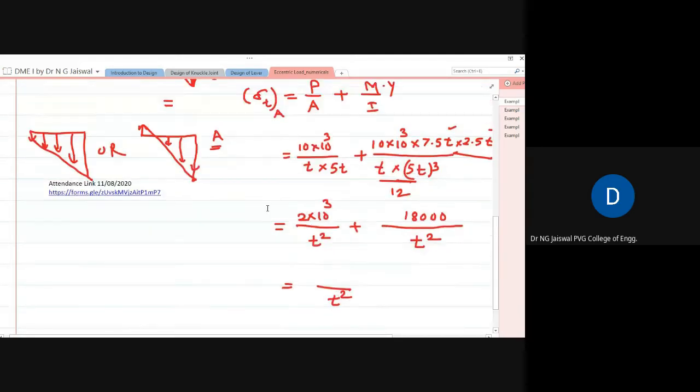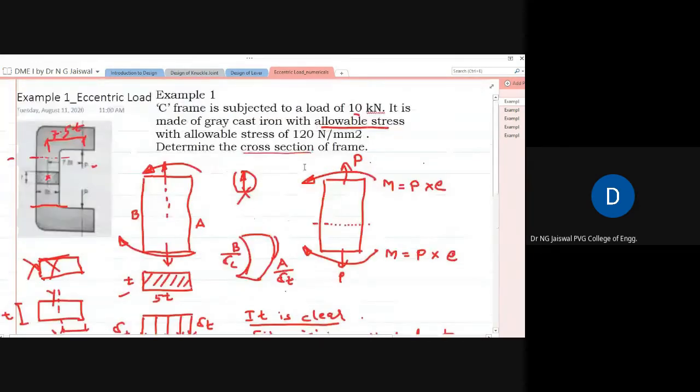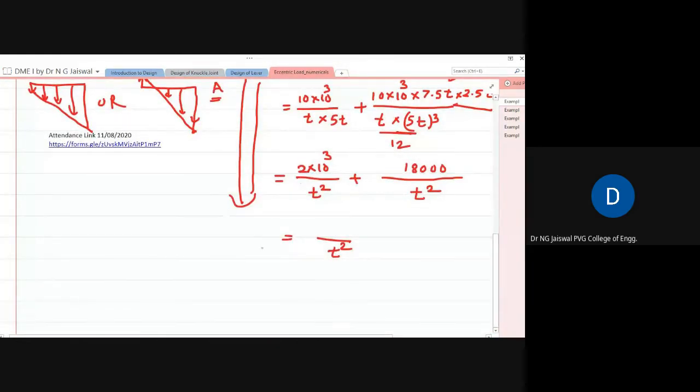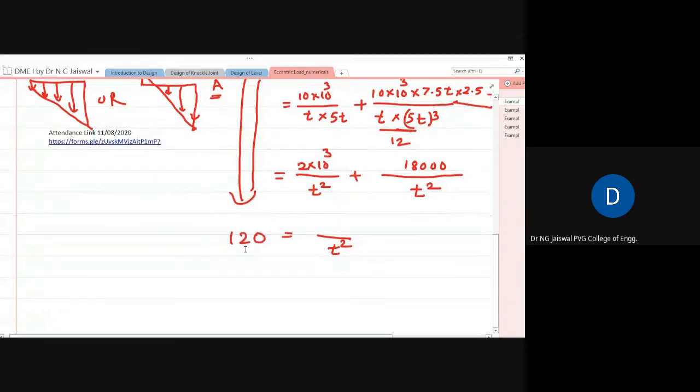And what to do with the left hand side? This must be equated to the permissible stress. Who will give the permissible stress? It is given by this one. This is 120 Newton per meter square. So there is no SYT and factor of safety; SYT by factor of safety is already calculated, and you are given the value of allowable stress. So this directly is 120 Newton per meter square. Okay, and that way you get the value of t.